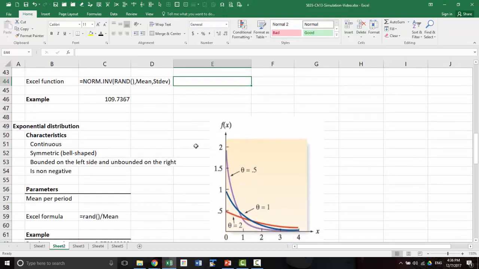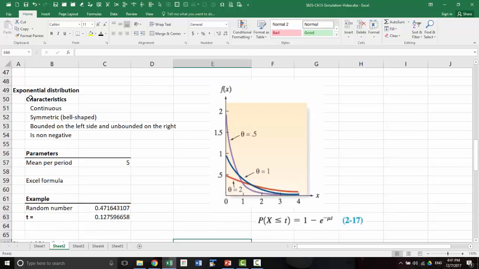Now what if you want exponential function? Oftentimes the time of a service, okay, a customer service call, how long does it take to serve a customer, that oftentimes follows exponential distribution. Empirically you can see that. So how do you do exponential distribution?